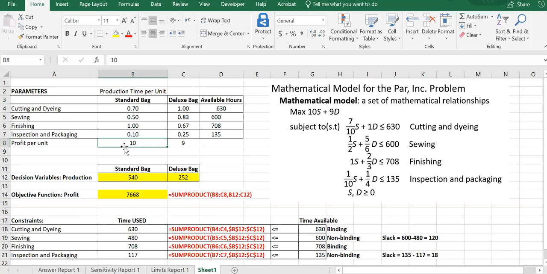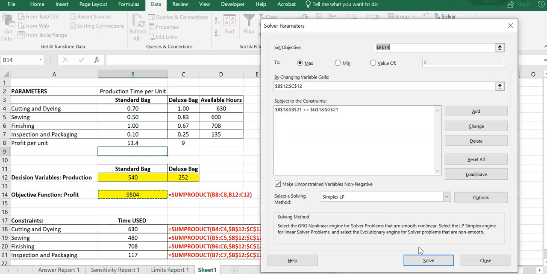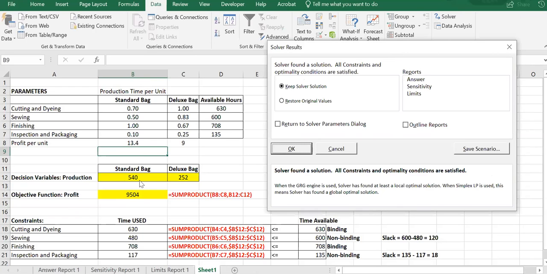So I'm just going to change this 10 to, let's say, 13.4. Of course, the objective function of the profit changes, but let's see if the optimal decision values change. If I come to the Solver and solve it again with the new profit, this new profit is going to have some effect because we already saw that the objective function changed, right? So if I press solve, you see the amount of production. Of course, the objective function is going to change, but the amount of production did not change.